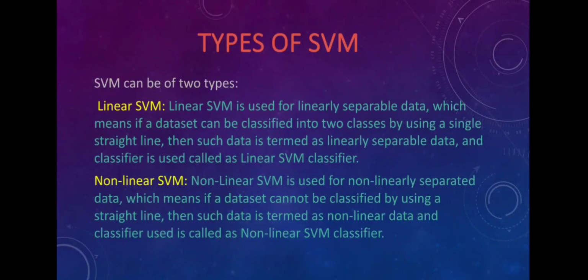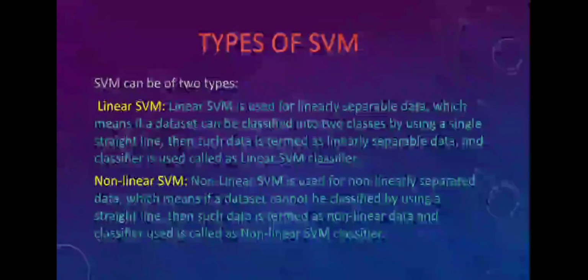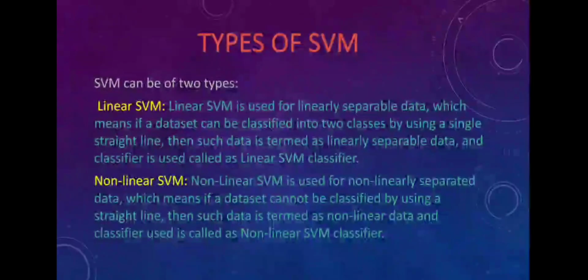Types of SVM. SVM can be of two types. Linear SVM. Linear SVM is used for linearly separable data, which means if the data set can be classified into two classes by using a single straight line, then such data is termed as linearly separable data, and the classifier used is called a linear SVM classifier.